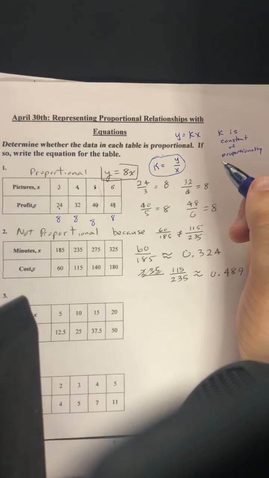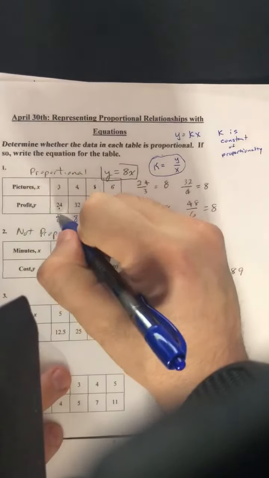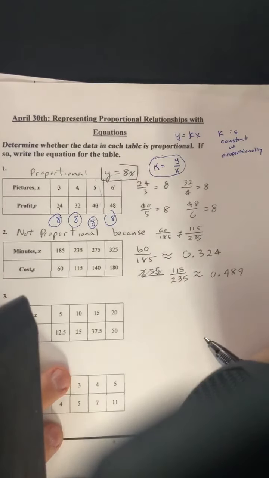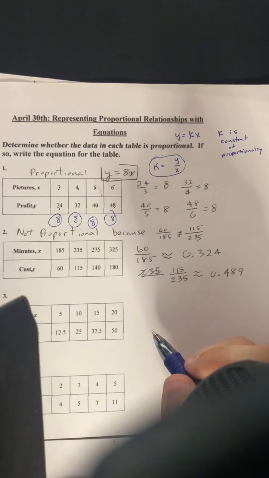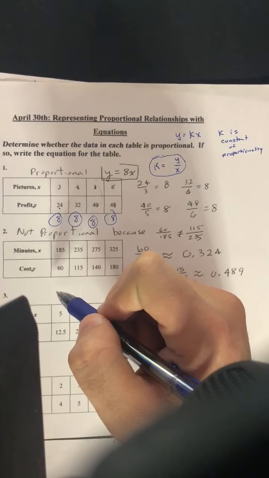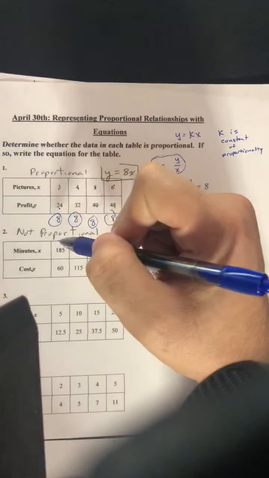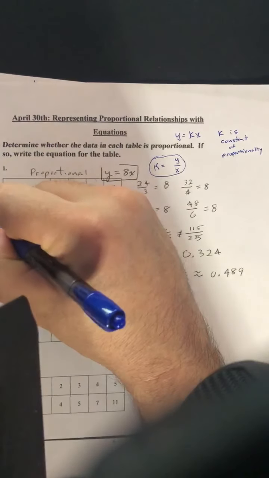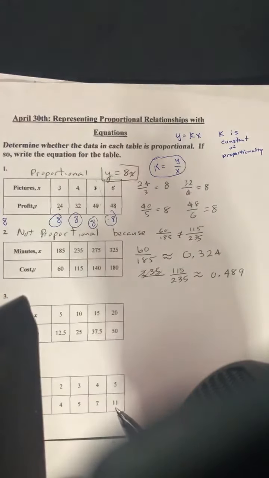If we're asked the question, is this proportional? Are all these numbers the same? Yes, they are. So is it proportional? Yes, it is. Now, this 8, since 8 is your common answer to y over x, since it's your common solution, that means 8 is your k. So your k equals 8.